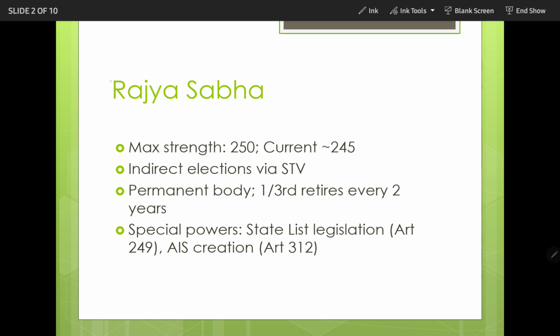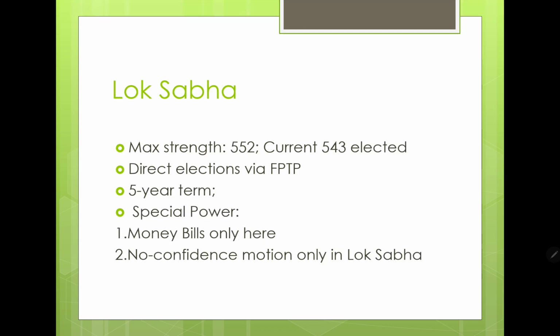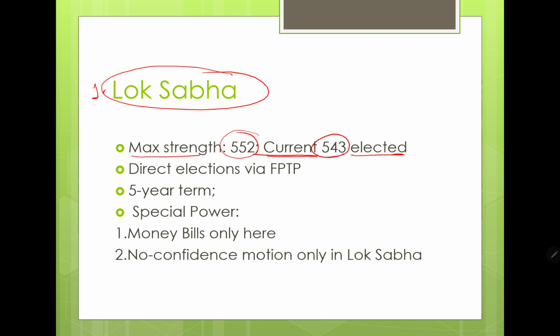Then comes the first house of parliament. First we will start with the Lok Sabha. This is the first house or the lower house of the parliament. It has the maximum strength of 552. It is a maximum strength, but currently it has only 543 elected members. It has direct elections. The members of the Lok Sabha are chosen by direct elections via FPTP. FPTP is first past the post. These are the systems of elections which we will learn in the next video.